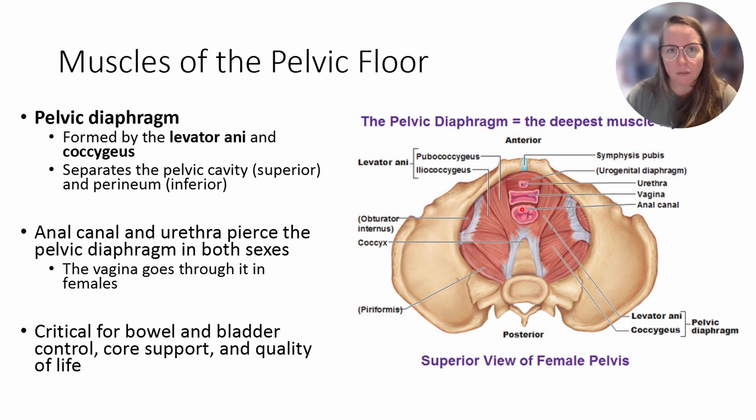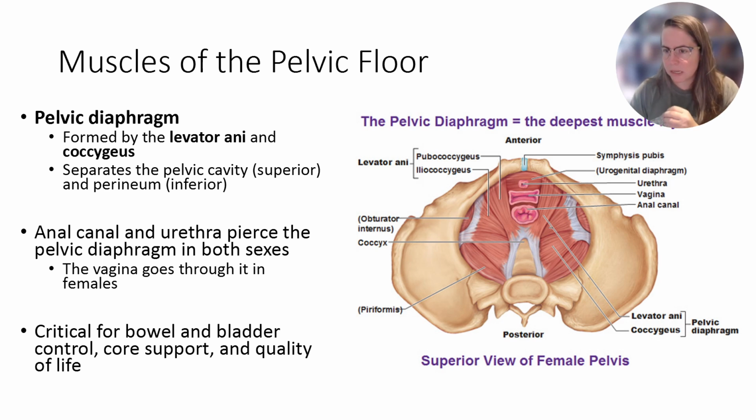Now, the pelvic diaphragm is made up of two muscles, though it could also be considered a muscle group. We have our coccygeus, which is this posterior muscle here, connected to the coccyx. And then anterior to that, we have a group of muscles that we call the levator ani. We do not need to know their individual muscle groups. We just need to know the anterior pelvic floor is the levator ani, and the coccygeus is in the back.